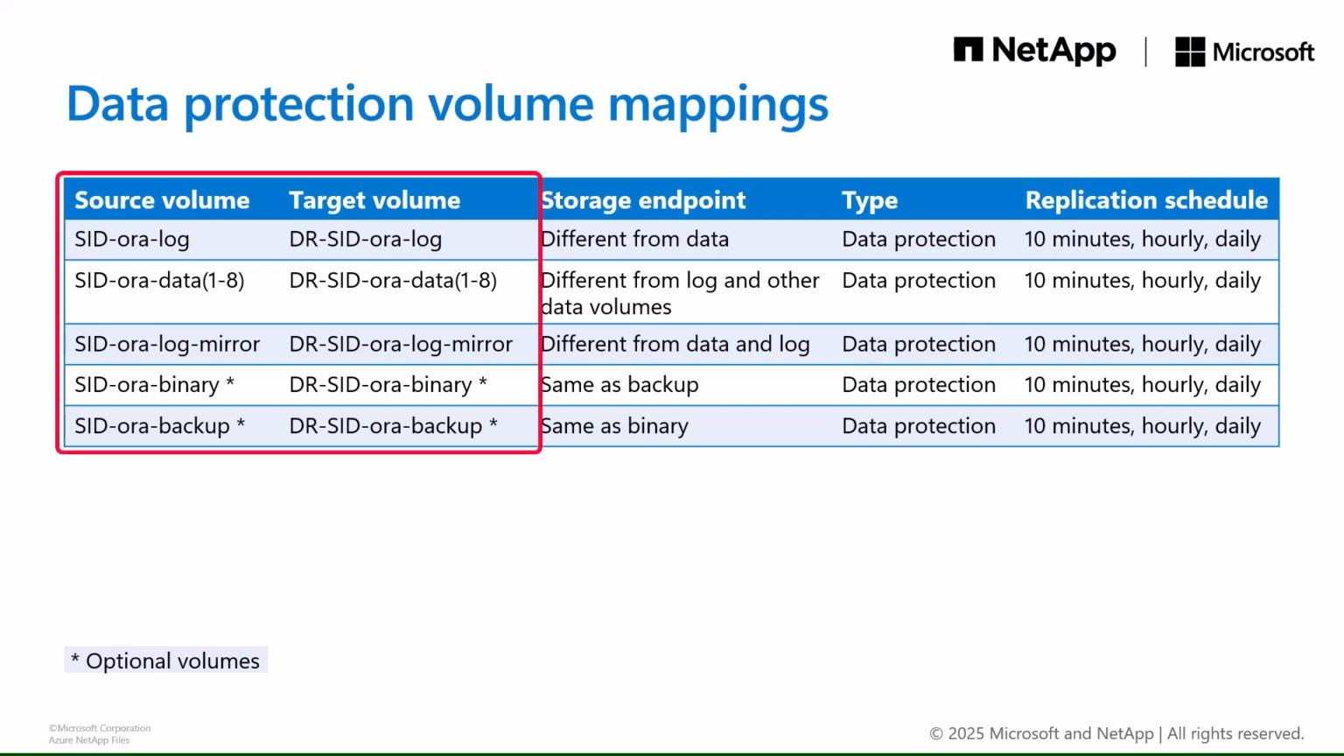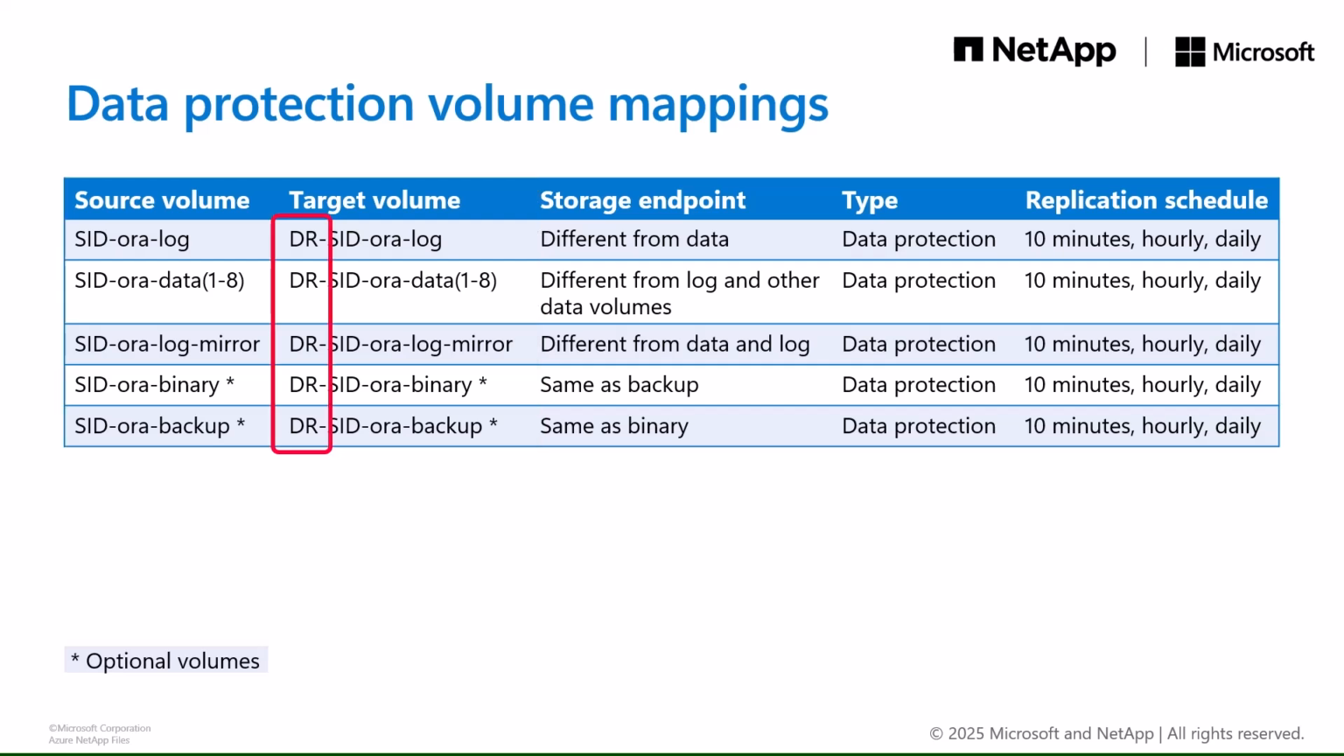The data protection volumes are mapped to the source volumes as per this table. The protection volumes are prepended with DR in their volume names for easy identification and management. Note that replicating the database volumes doubles the ANF storage consumption.